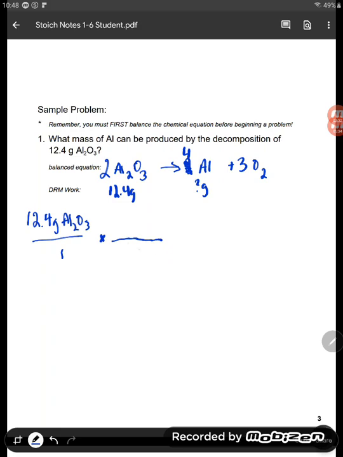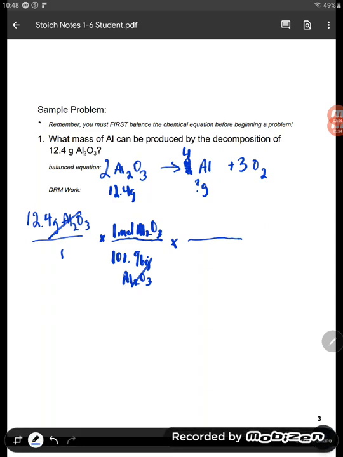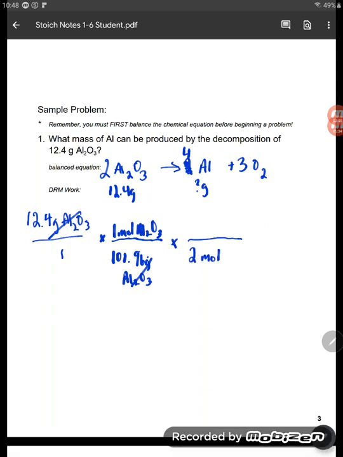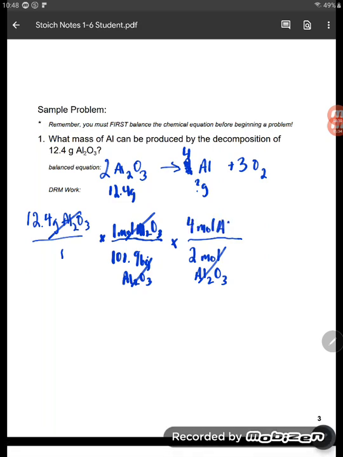So what we're going to have on the bottom is going to be the molar mass of our given compound, 101.96 based off of our periodic table, with 1 mole on top. Notice grams cancel, so we're back into that dimensional analysis where we are canceling units. Next is that mole ratio. On the bottom, you always write in the coefficient of the given, Al2O3. It's the thing that we're trying to cancel out, so it goes on the bottom. And then the ratio of 4 moles of Al on top.